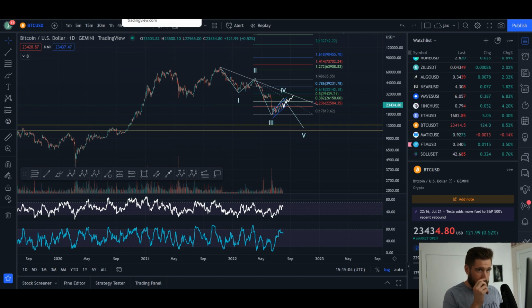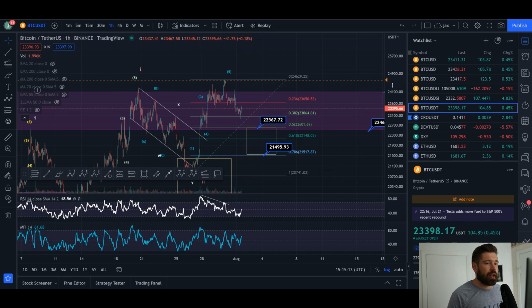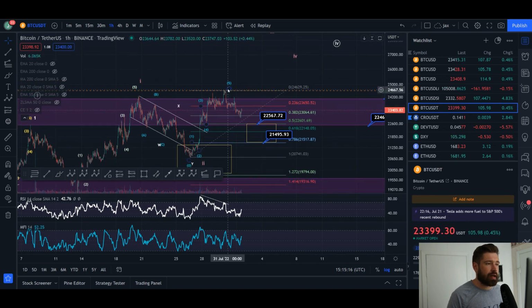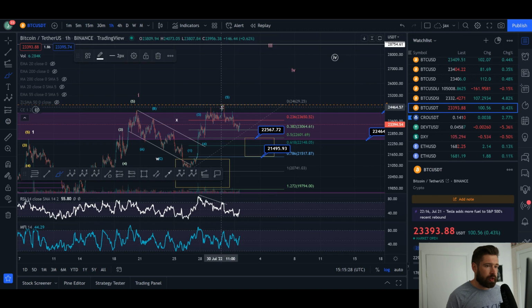All right, guys, that's basically it for this one. In the short term, if we bounce from this level and we break this previous high at about 24.6K, then you'd be looking at a wave 3 to take you all the way up to about 28.6K. But I think it's more likely that we put in a little bit of an ABC correction and at least come down to about 22.5.